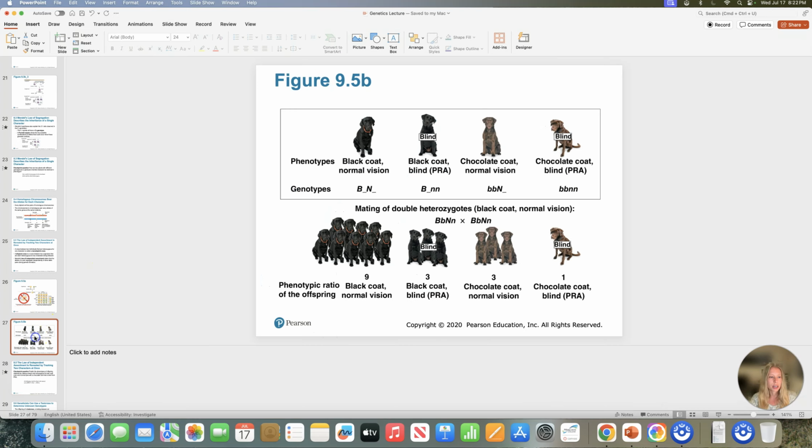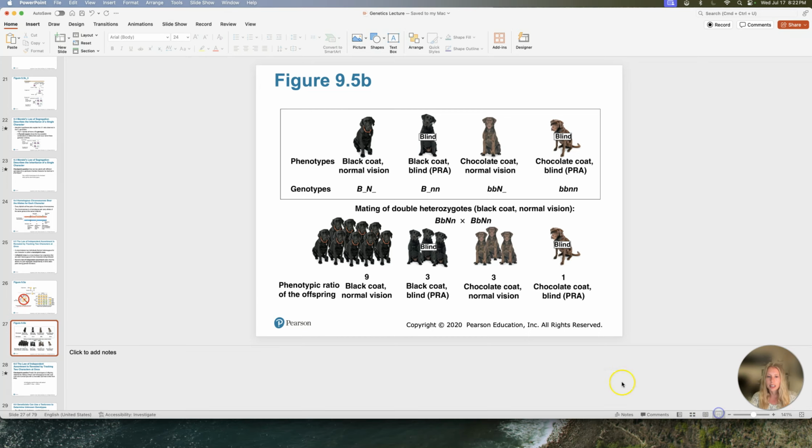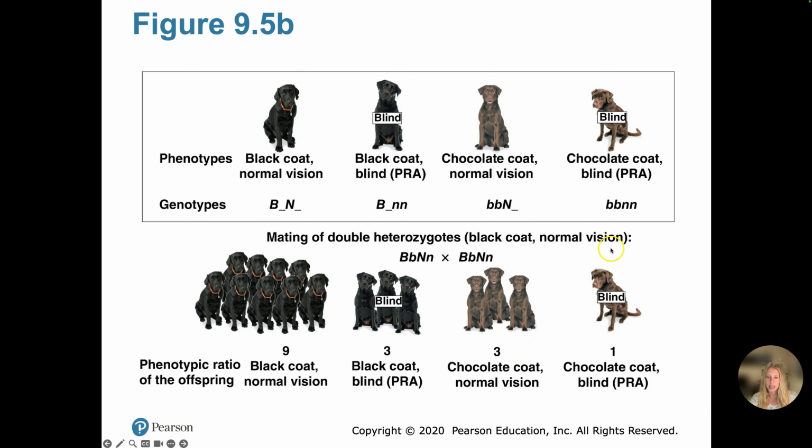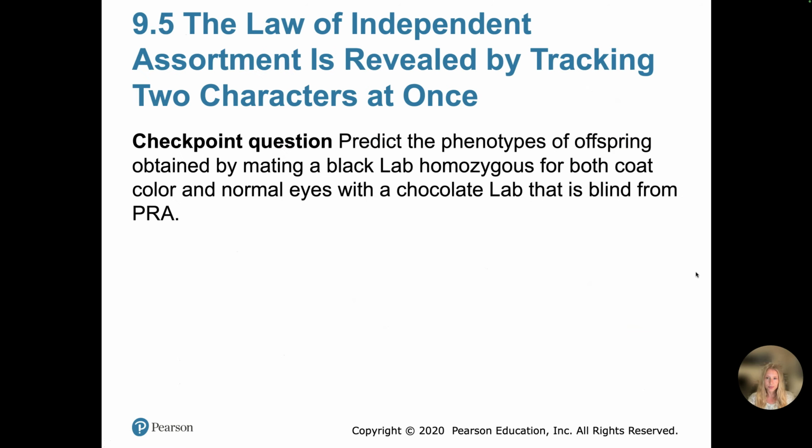Going back to the PowerPoint, you'll see that they have the same results here. They had 9 to 3 to 3 to 1 for the phenotypic ratio of the offspring: 9 black coat normal vision, 3 black coat but blind with PRA, 3 chocolate coat with normal vision, and then 1 chocolate coat that is blind. So that was an example of how to calculate out a dihybrid cross.